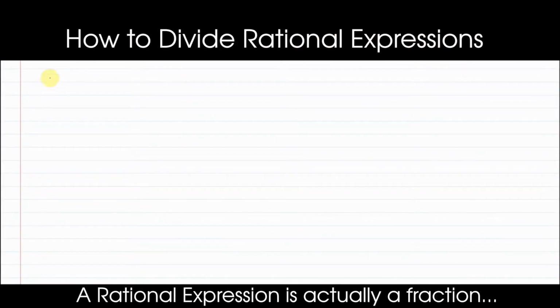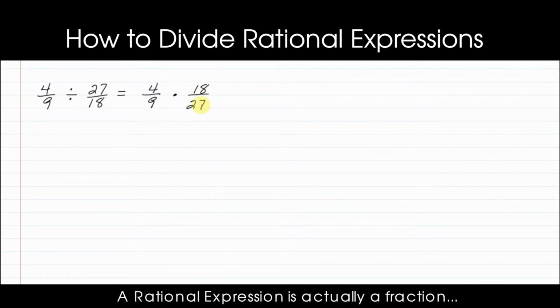Since a rational expression is actually a fraction, let's look at an example of dividing a fraction first. A rational expression is a fraction that has a polynomial in its numerator and/or denominator. So to divide regular fractions, it's the first fraction times the reciprocal of the second.